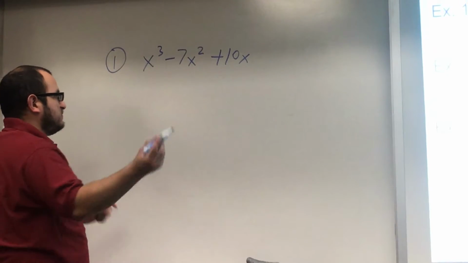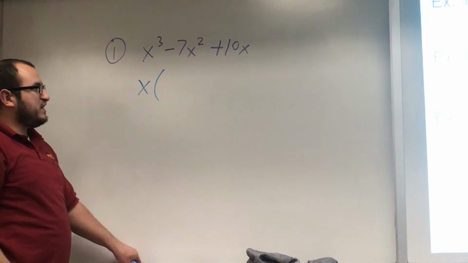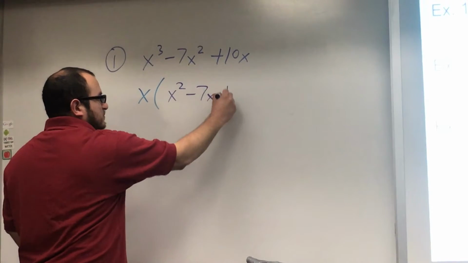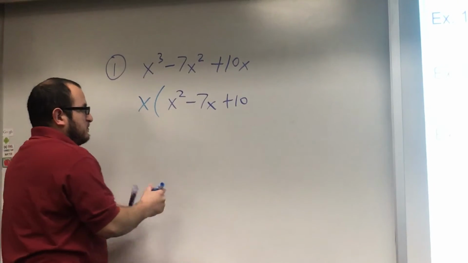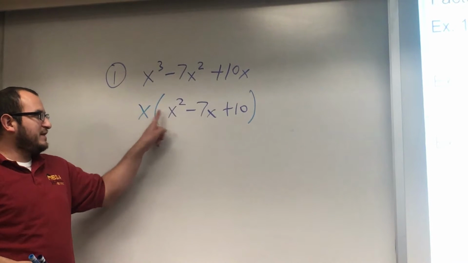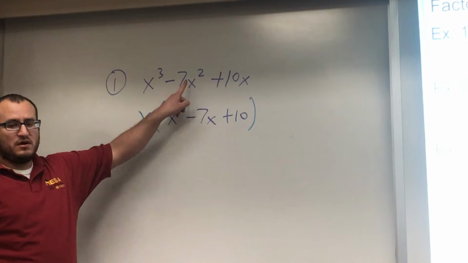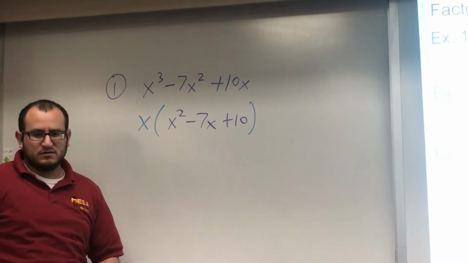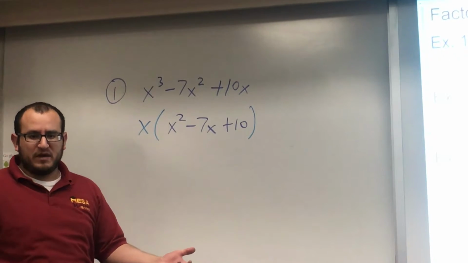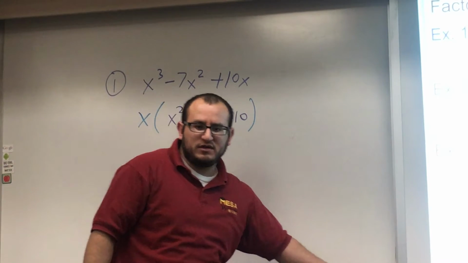All right, so first method, GCF, let's take out an X. If you take out an X, we're left with X squared minus 7X plus 10. All I did was take out an X from here. X times X squared is X cubed. X times negative 7X is negative 7X squared. X times 10 is 10X. Now, how do I solve this? You can use mental math if you're good at it already, or you can use the box method. So I'm going to go ahead and do the box method.